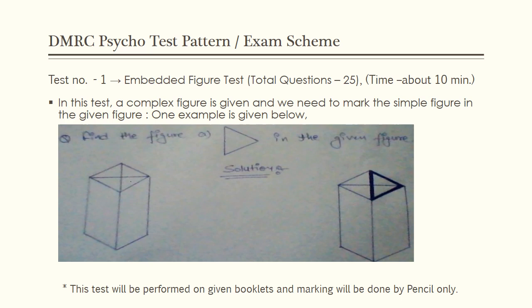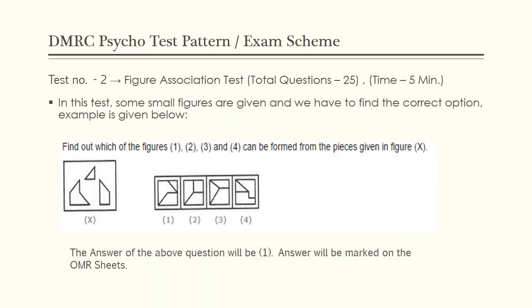The total number of questions in this section is 25, and they give you about 10 minutes or so. Now, test number 2, the figure association test. In this test, some small figures are given, as you can see in X, and we have to find the correct option.